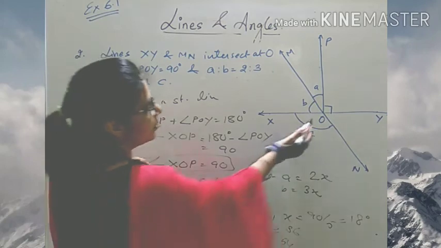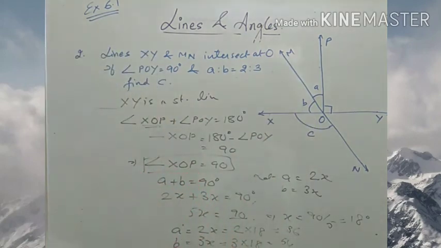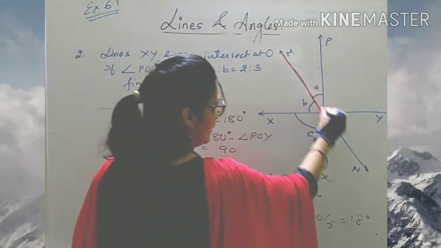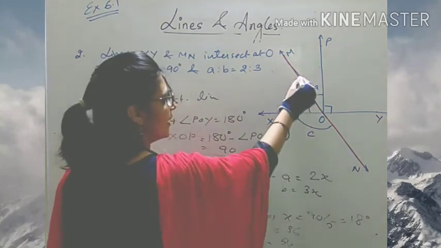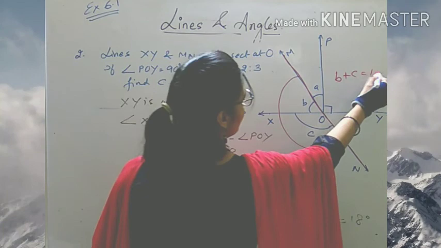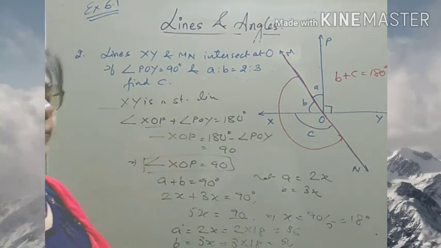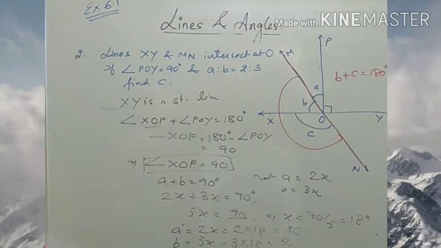Find angle C. Now to find angle C, what we will use? We will use the linear pair axiom. अब ये जो line है, MON, this is a straight line. So what is the sum? इससे क्या आ जाएगा? B plus C equal to 180 degree, है ना? And what the reason you will write? MN is a straight line. So angle B plus C equal to 180, linear pair axiom. And with the help of the value of B, you can find angle C. So you have to solve yourself.